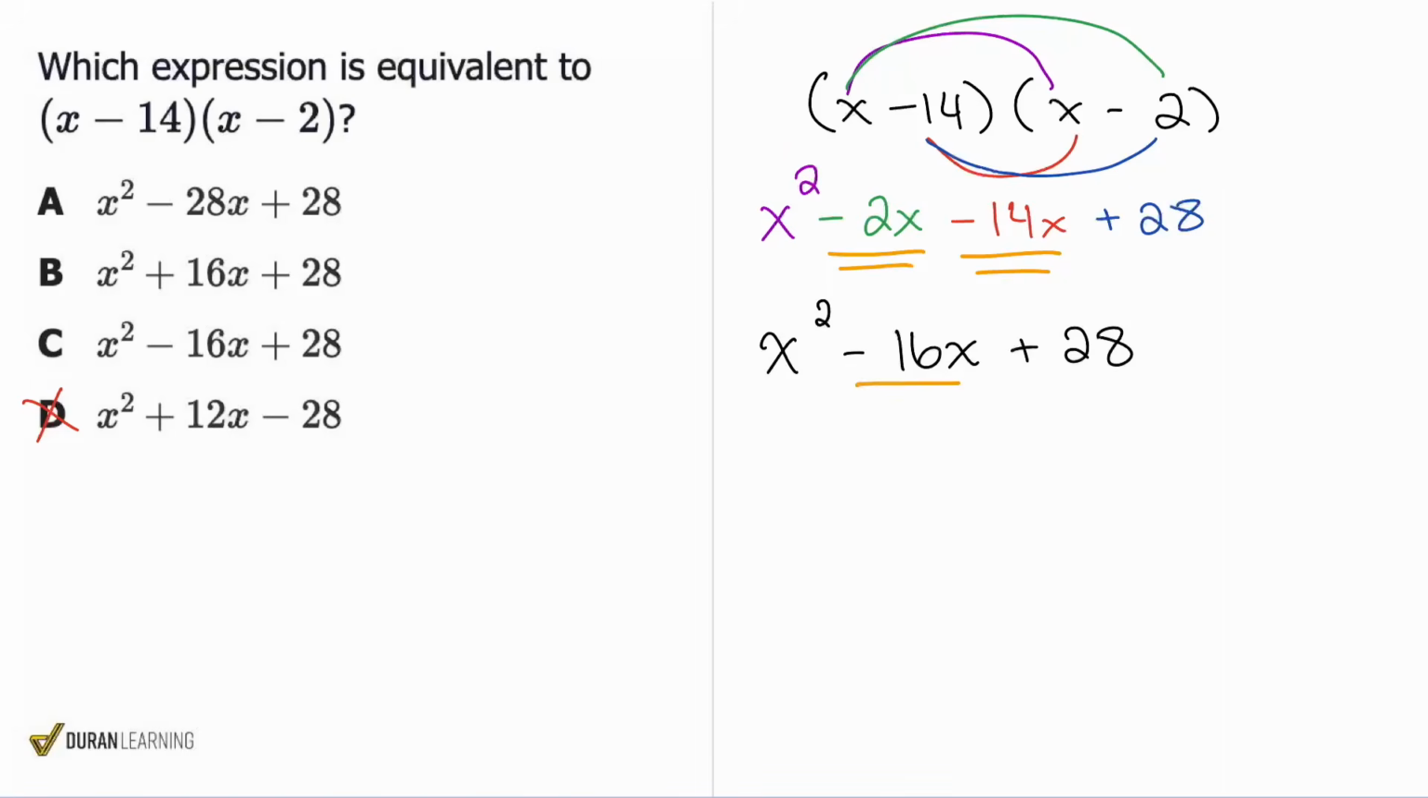So right here, that's that big step. Knowing how to add, subtract, and multiply between negatives, that is going to come in handy here. The correct answer here is answer choice C. X squared minus 16x plus 28.